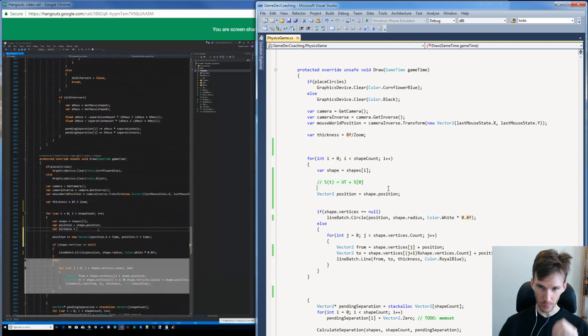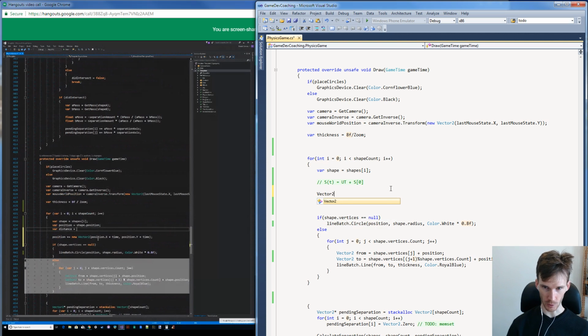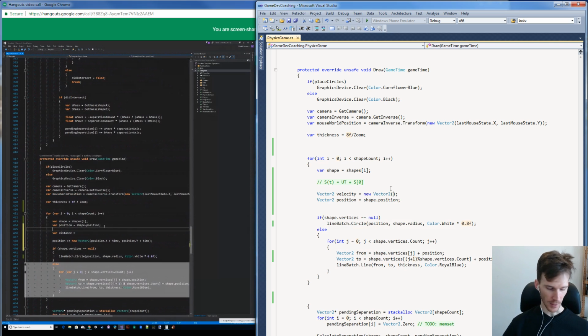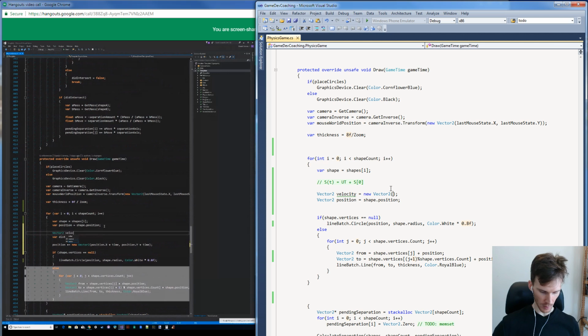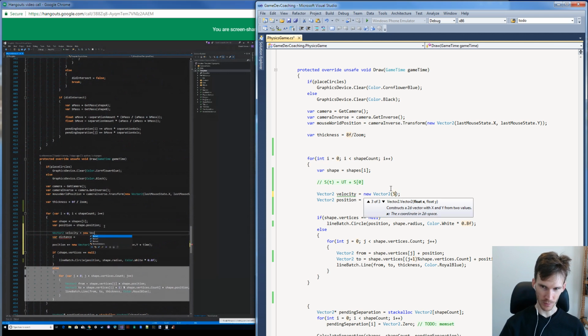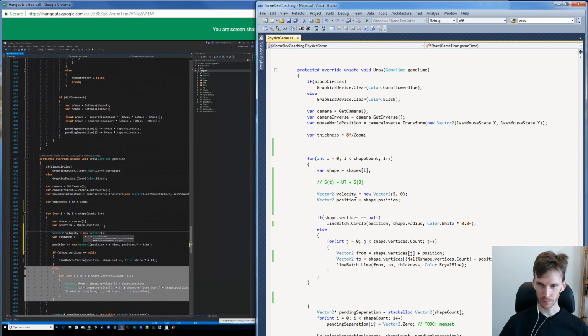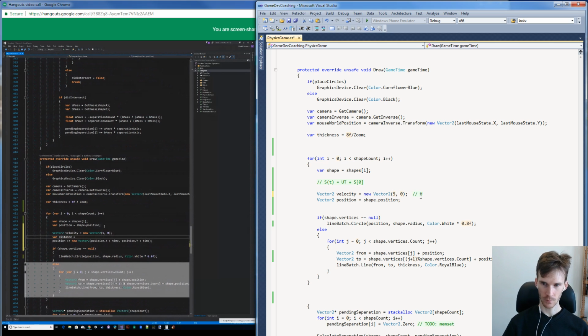So what I want you to do is Vector2 velocity equals, and then make up a value. So maybe we go sideways, like 5, and we'll see if that's too fast. So maybe that will help. Right. So this is meters per second.